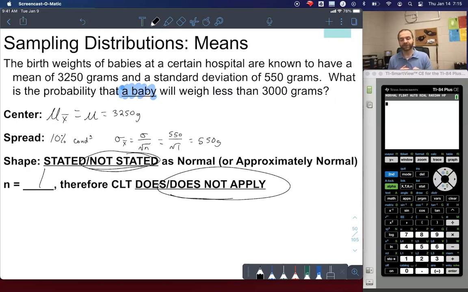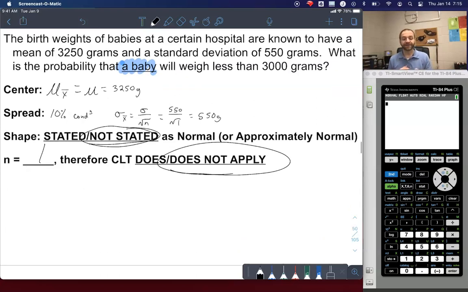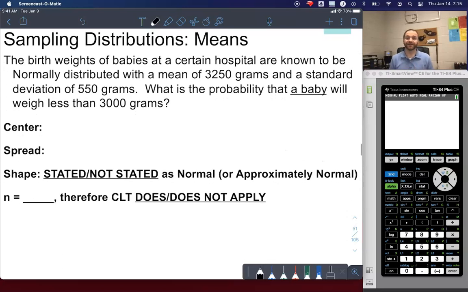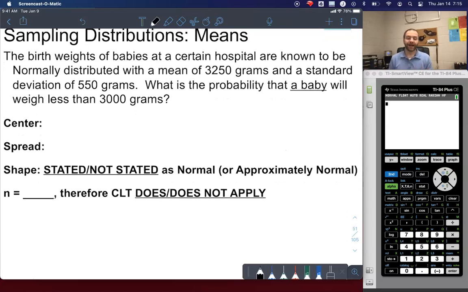Now, if I look at the next one, you may go, well, this is the same one because look, it says right here, a baby. So, again, Mr. Rainsberg, your sample size is 1. I think you made a mistake. I think it's the same exact prompt. And if you do that, you got to go, it's Mr. Rainsberg. He didn't make a mistake. The birth weights of babies at a certain hospital are known to be normally distributed. Look at that. They are known to be normally distributed. So you know what? It is stating my shape as being normal.